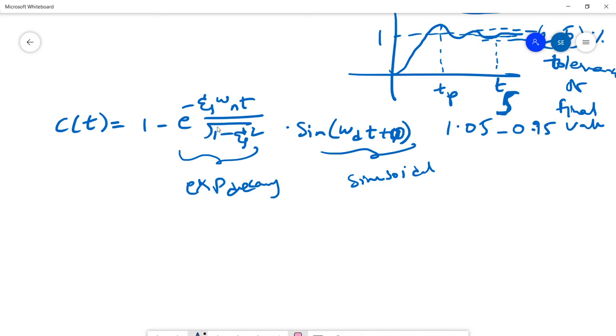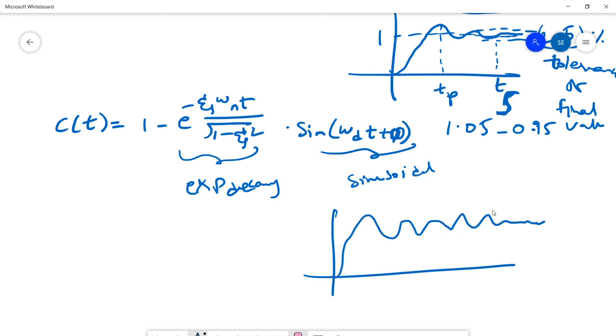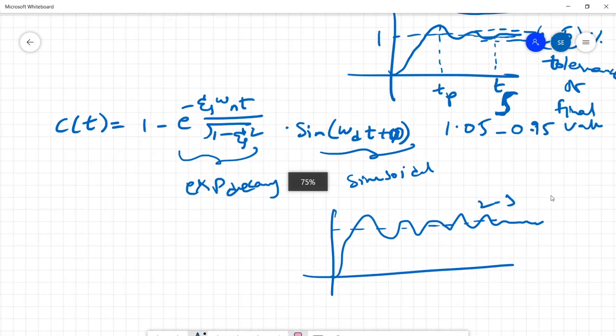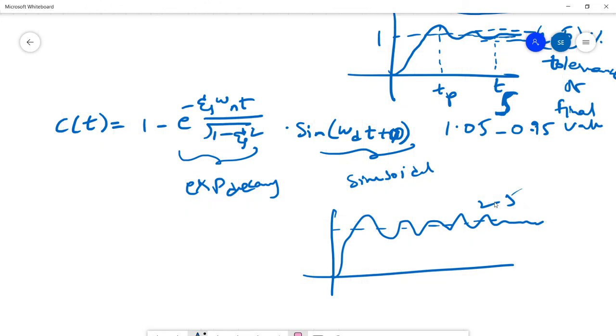Hence, the settling time is decided by the exponential decaying function. Based on this function, we don't know at what time it will reduce and go to 1 within the band. We don't know where this 2 to 5 percent band will occur, whether at Ts1 or Ts2. The settling time is a function of the exponential decaying function.